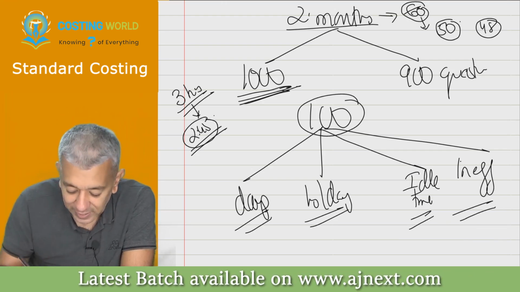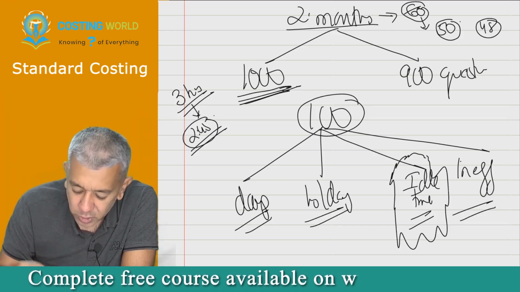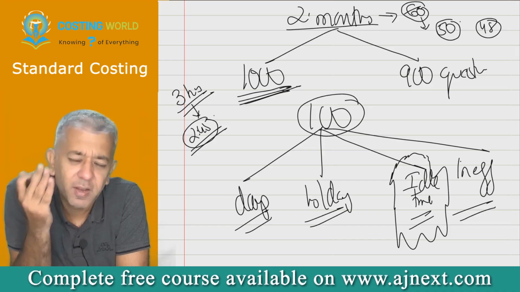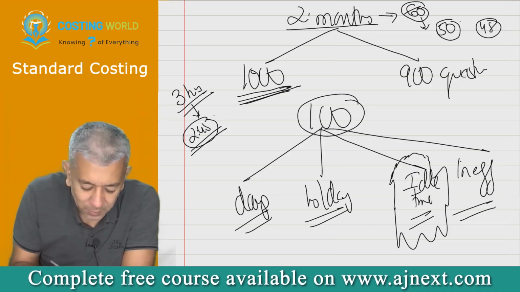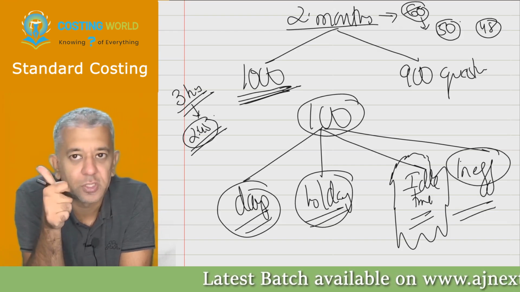Now in CA Inter, I don't know why, but ICAI does not have this particular reason that they should be having. In CA Final, we will have that. So I'm going to talk of three reasons: days, hours per day, and inefficiency. Is that all okay?